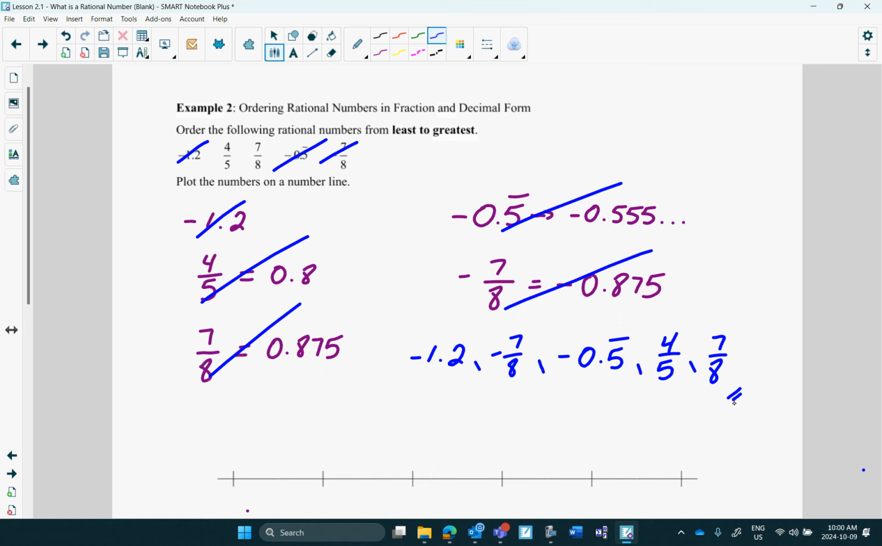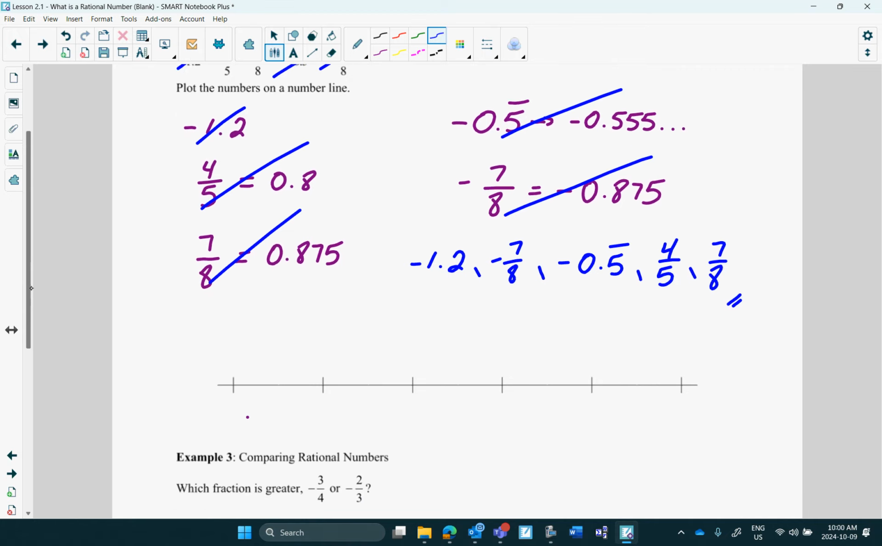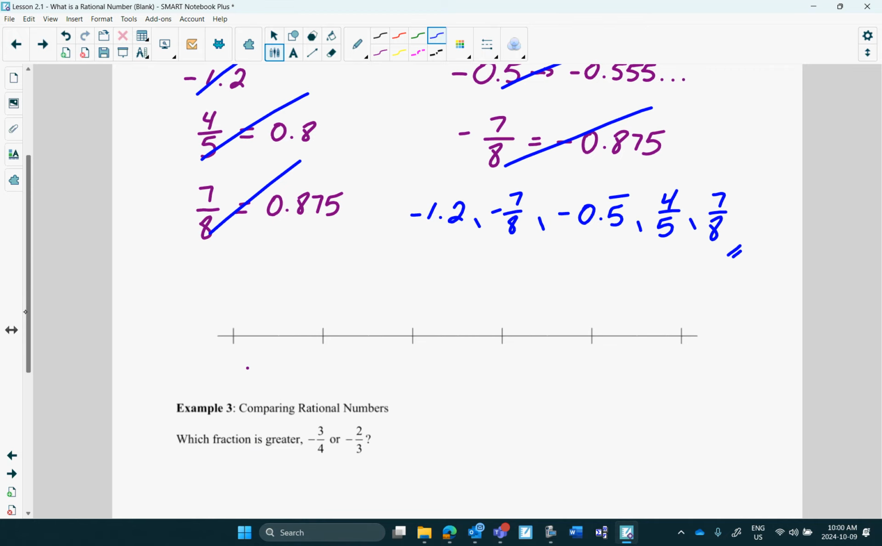So that's answering half the question. The other half is we're actually going to put all these on a number line. So let's start our number line. We need positives and negatives. Let's start 0 here, which means this is going to be 1, this is going to be 2, this is going to be -1, this is going to be -2, and this is going to be -3.